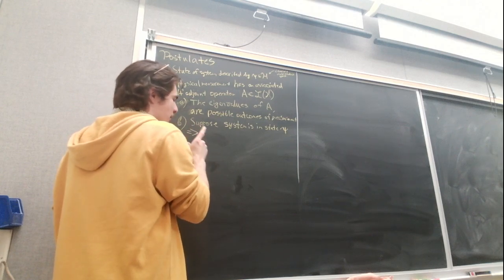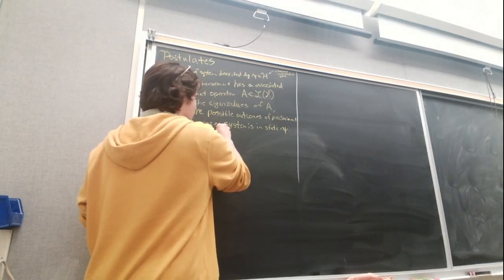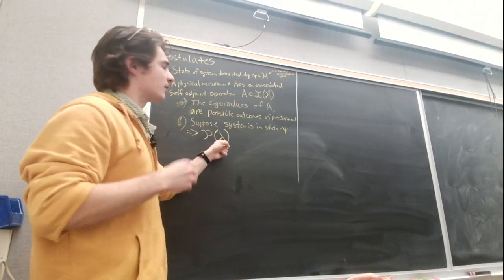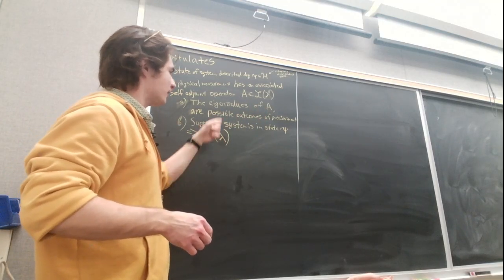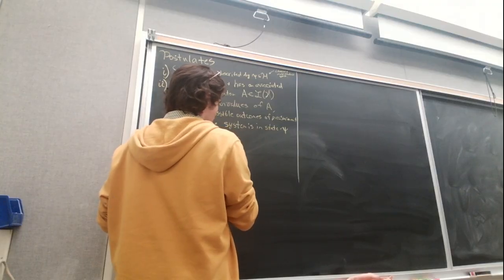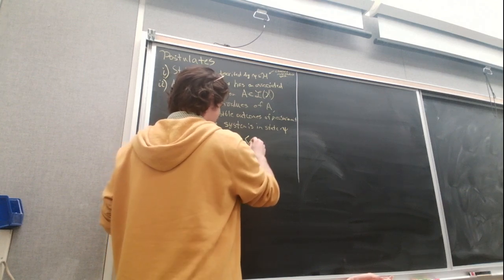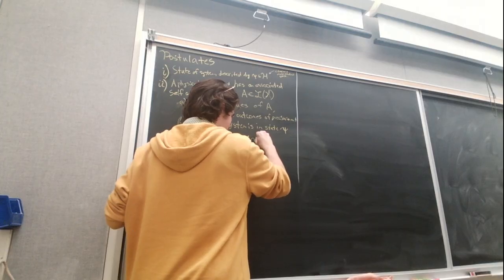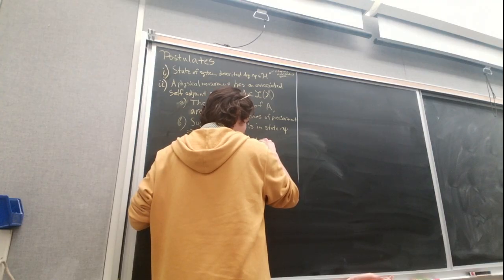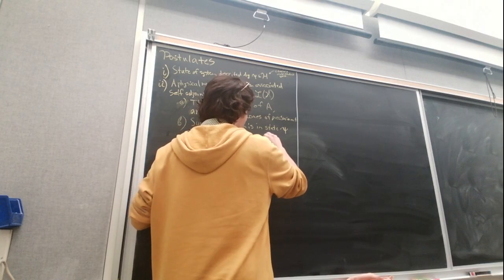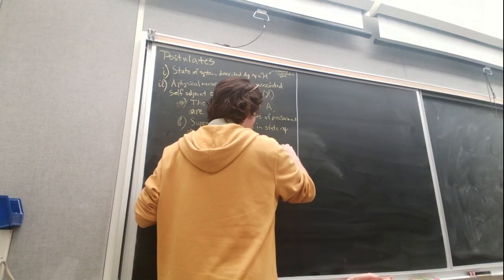Then the probability to measure lambda. Remember, lambda is a possible outcome of my measurement, so it's some eigenvalue of A. The probability to measure lambda if I'm in state psi is given by the absolute value of the inner product of psi with psi projected onto the eigenspace of A with eigenvalue lambda.